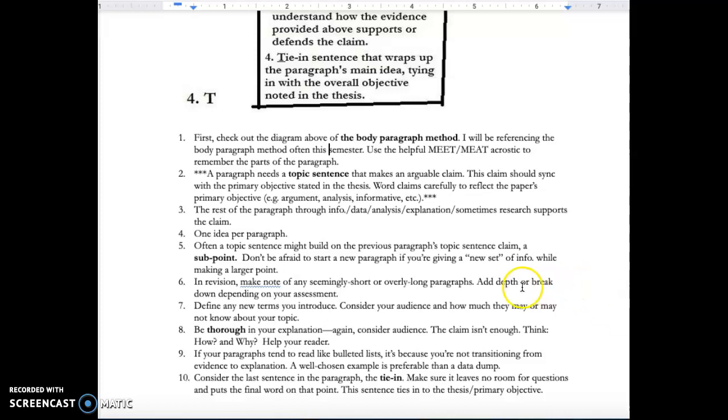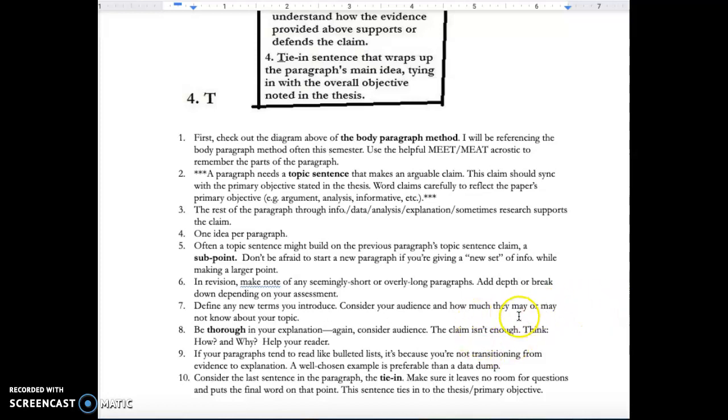Number 7, this isn't necessarily specific to body paragraphs, but it's just a good habit of writing. Define any new terms you introduce. Consider what your audience knows and how much you need to clarify or help them understand the word that you're going to use a lot in the paper.